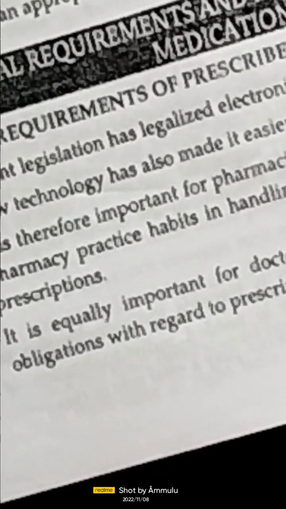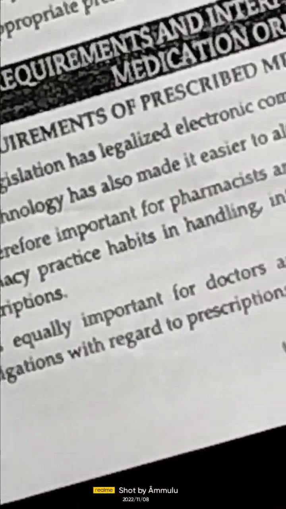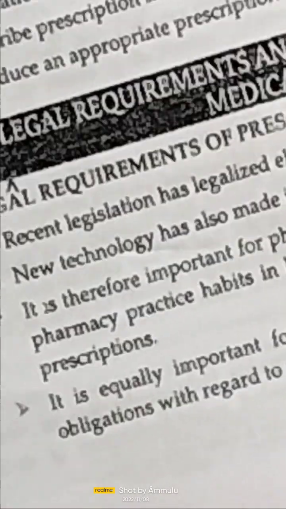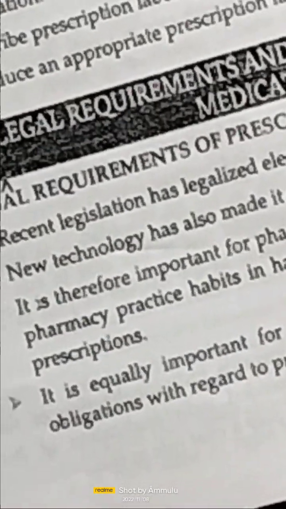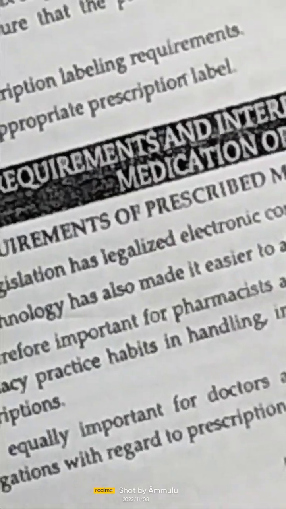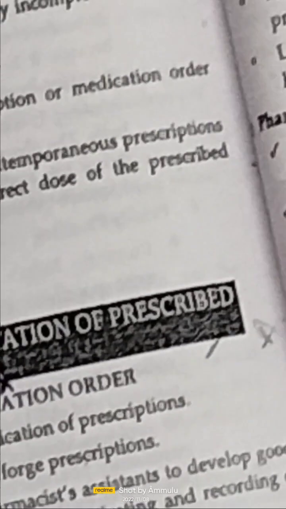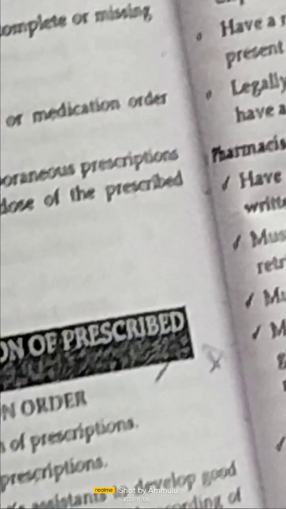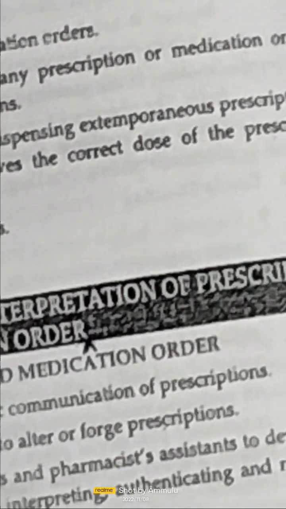These are some legal requirements which a pharmacist needs to have, and it is equally important for doctors and patients to understand their rights and obligations with regard to prescriptions. Doctors play a vital role in this prescribed medication order, and they must write their prescriptions accurately and correctly, and they must keep records of their prescriptions on their patient profiles. We have already seen this in hospitals also.